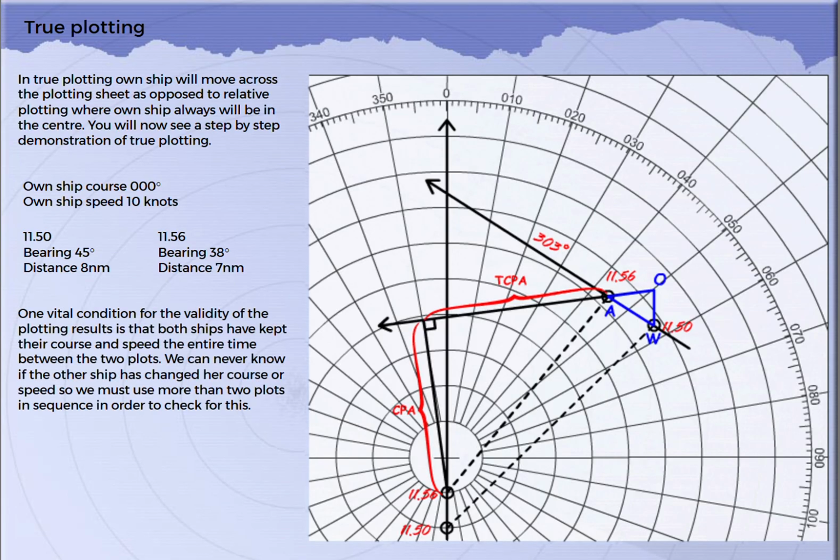One vital condition for the validity of the plotting results is that both ships have kept their course and speed the entire time between the two plots. We can never know if the other ship has changed her course or speed, so we must use more than 2 plots in sequence in order to check for this.